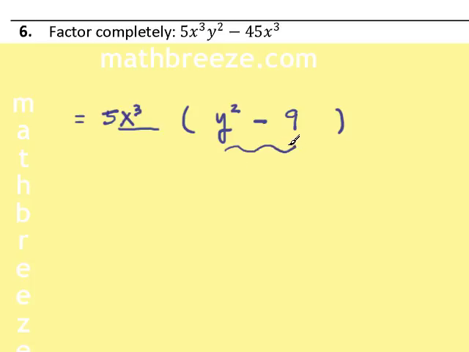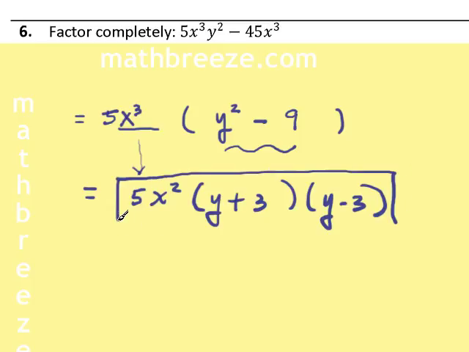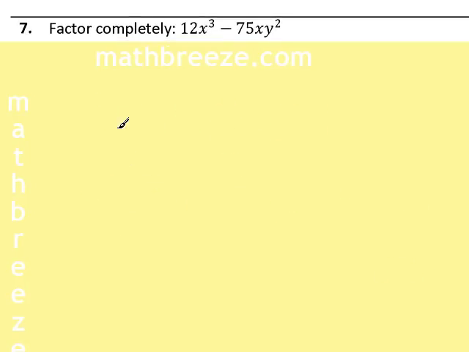Now I see here we do have a difference of 2 squares. That's y squared minus 3 squared. So let's factor this as y plus 3, y minus 3. Again, don't forget to bring down that 5x cubed. And number 7, we want to factor completely.